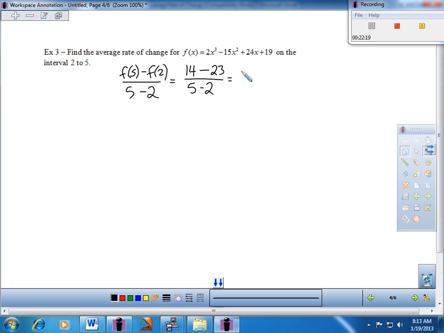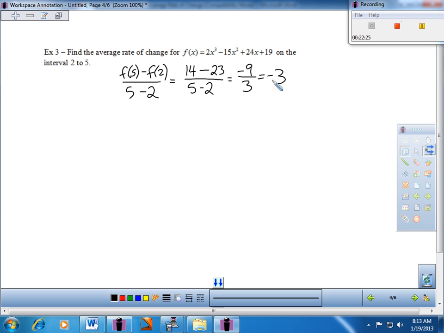14 minus 23 should be negative 9. 5 minus 2 is positive 3, and I think there's our average rate of change. So on average, it's going down by 3, so the values are decreasing by 3 every time it runs 1.